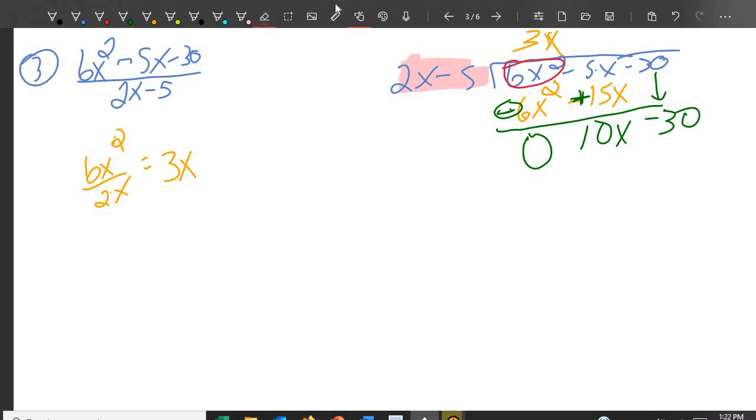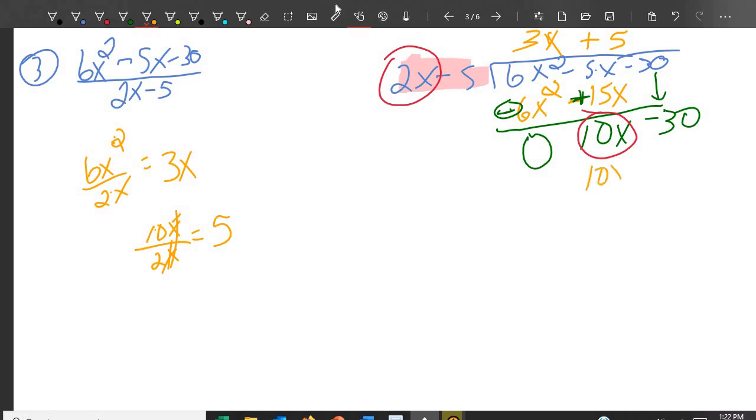And now we're going to start all over. We take the 2x and divide it into the 10x. 10x divided by 2x: the x's cancel out, and 10 divided by 2 is 5. So we put 5 across the top. Now I'm going to take that 5 and multiply it by what I've got highlighted in pink, both pieces. So we get 10x, and 5 times negative 5 is negative 25.